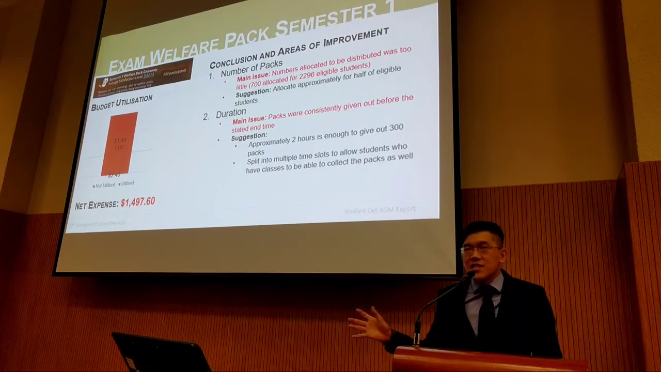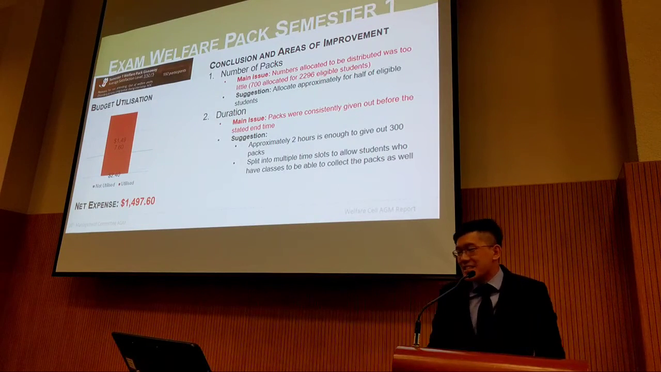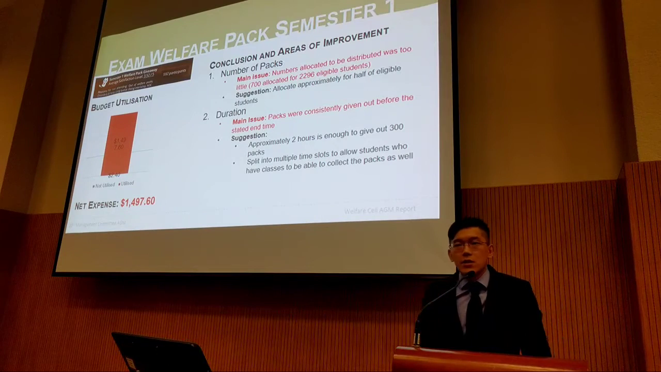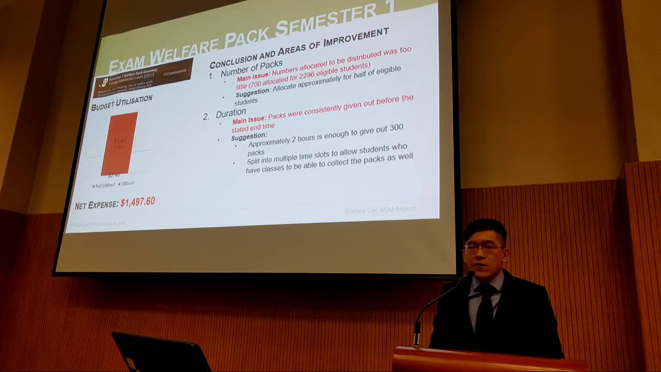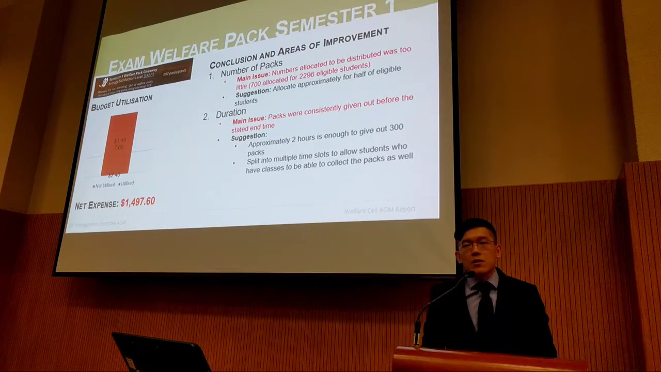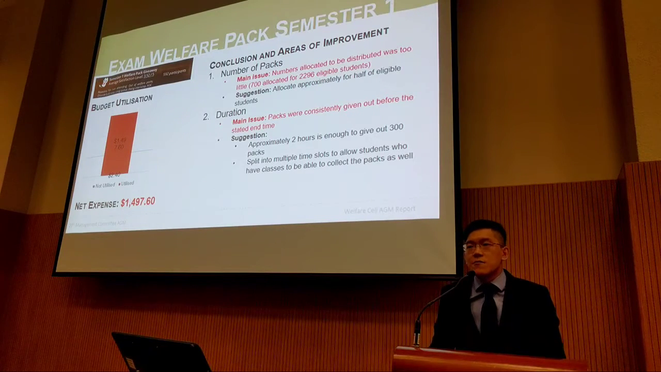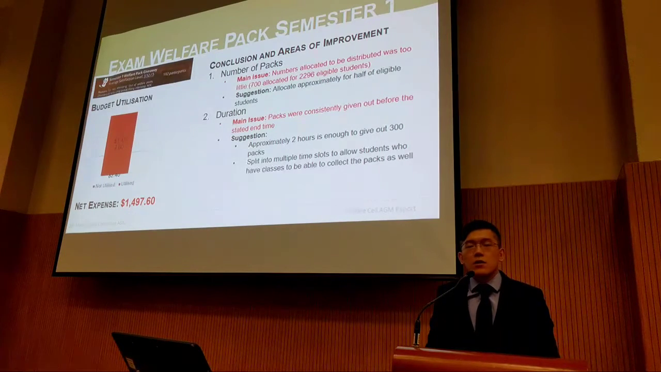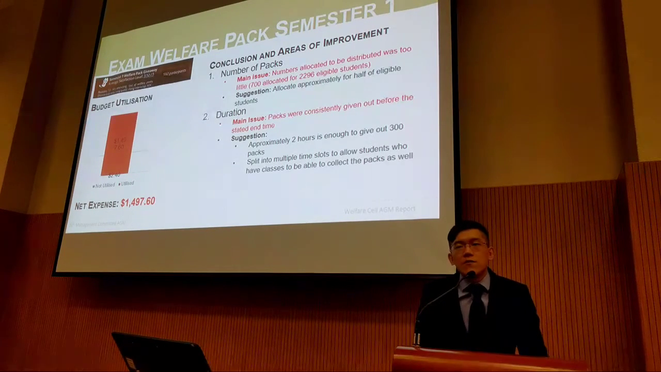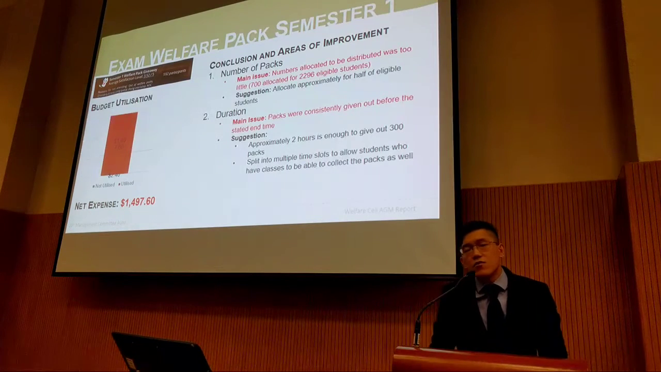Yeah. As you can expect, it's all red. I don't need to explain why. So for welfare pack 1, we spent about 1.5K. Now the number of packs was actually determined by NUSU. They pretty much just tossed a number at us without allowing us to argue. So for Sem 1, we only got 700 packs, and we realized that's really way too little. I think every day that we distributed about 300 packs.